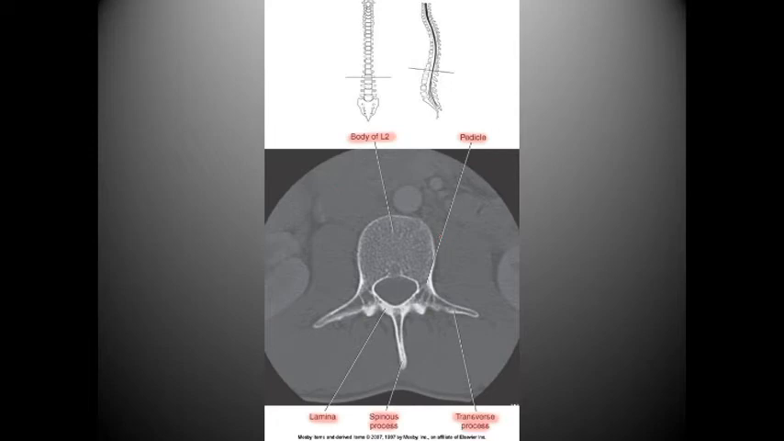So here is an axial image, pretty much cut and dry. We have the body, transverse process, spinous process, the lamina, and the pedicle, and the vertebral canal. Very simple here.